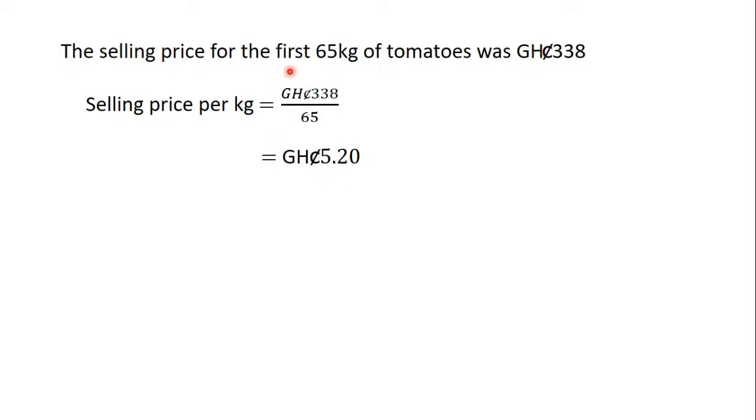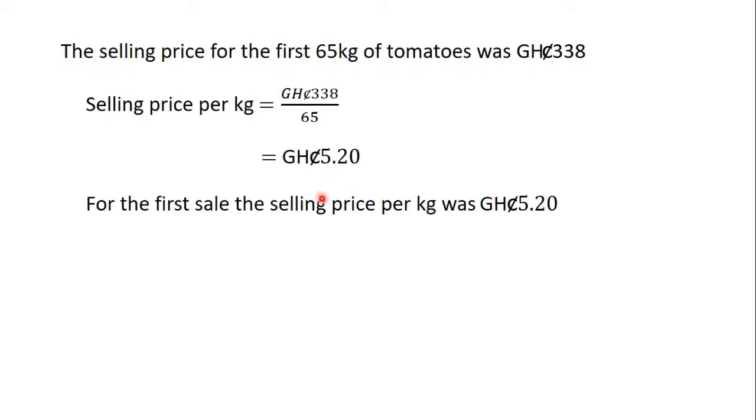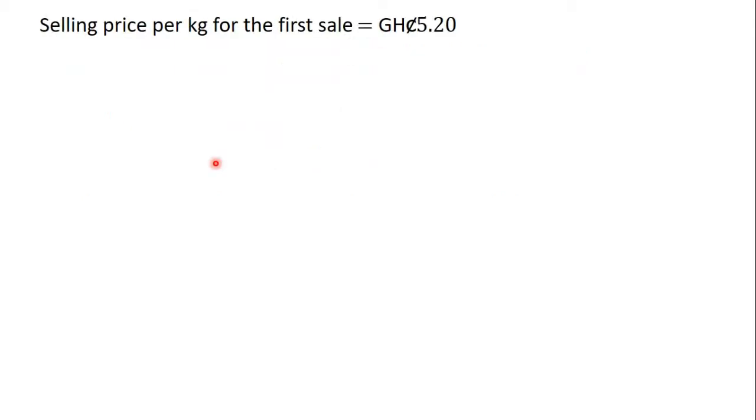So for the first part of the tomatoes that she sold, all the 65 kilograms was sold at 338 Ghana cedis, but 1 kilogram was sold at 5 Ghana cedis 20 pesos. So the selling price per kilogram for the first sale, or the first part of tomatoes she sold, was 5 Ghana cedis 20 pesos. So we now know the selling price per kilogram for the first part of the tomatoes.